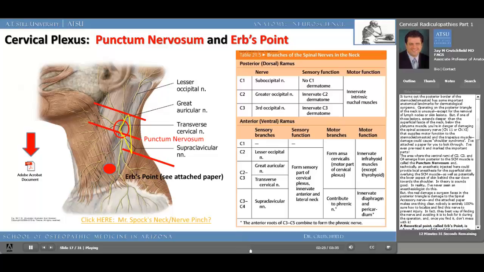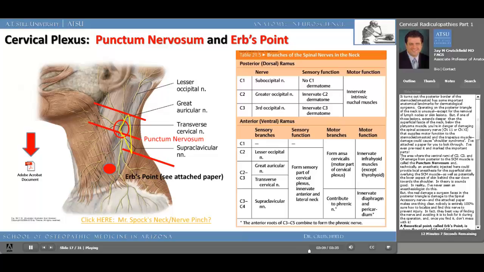A theoretical point called Erb's point is where the union of C5 and C6 nerve roots converge, the upper portion of the brachial plexus. Injury to Erb's point is believed to lead to a palsy. Symptoms include paralysis of the biceps, brachialis, and coracobrachialis via the musculocutaneous nerve, the brachioradialis via the radial nerve, and the deltoid via the axillary nerve can also be involved. Typically, the injury causes the person's arm on the affected side to hang at the side with the hand rotated medially, like a waiter waiting for a tip. This is called Erb's palsy.